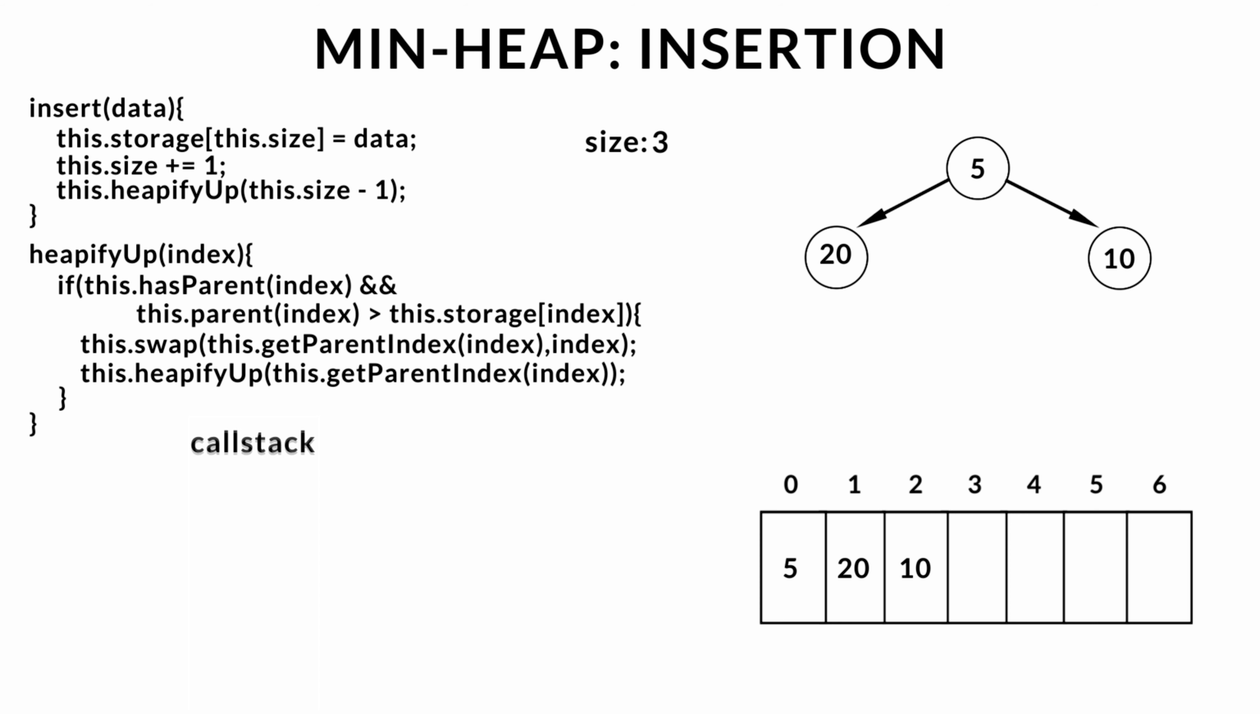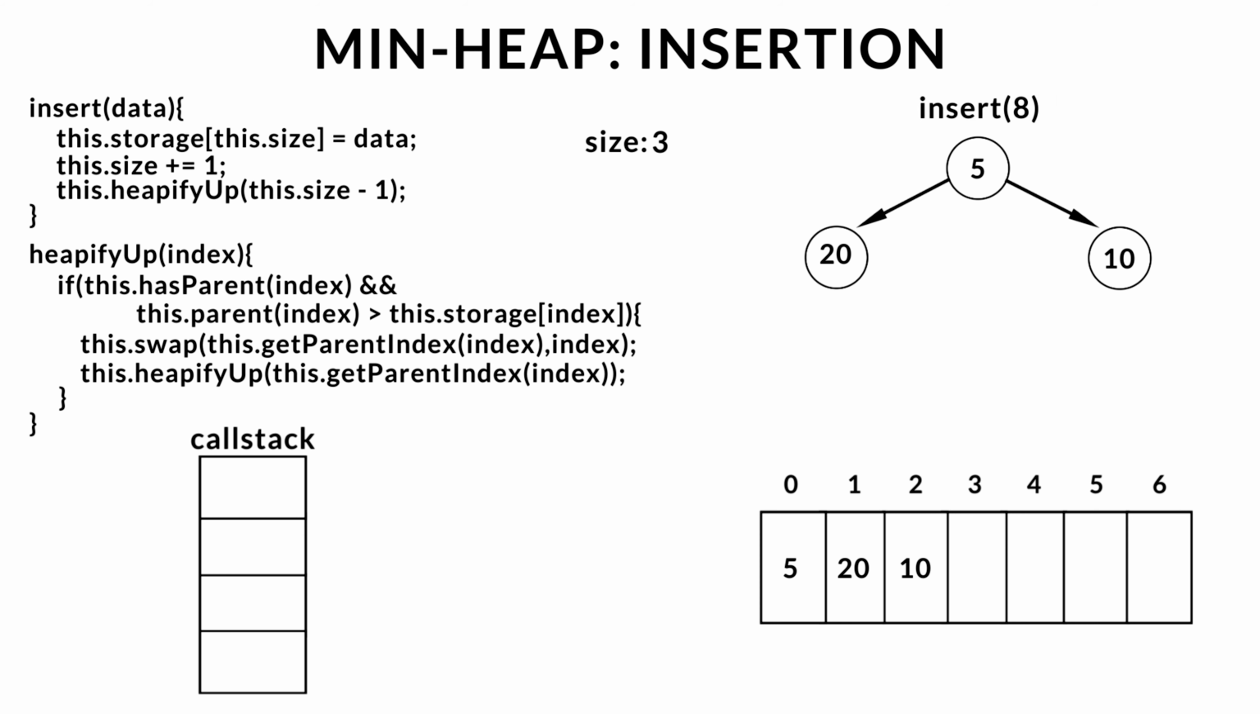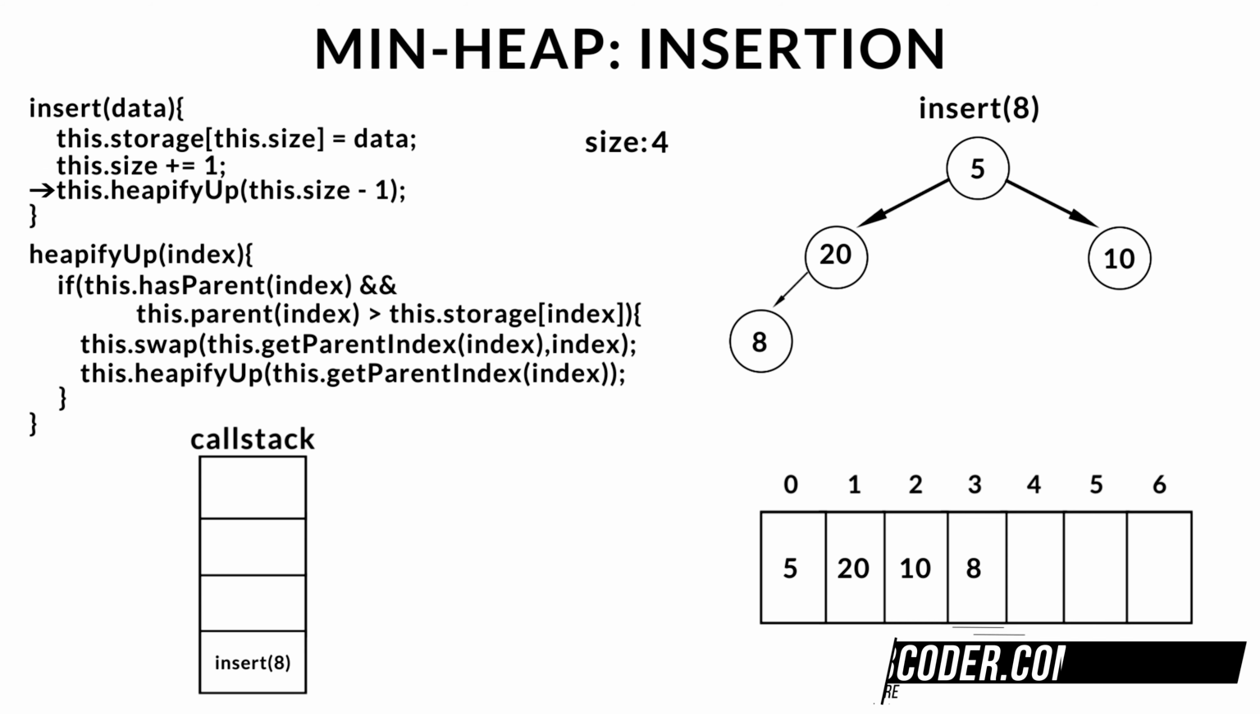Alright, so from here, let's go over our recursive implementation. We'll have our call stack just to trace the main methods. So we invoke our insert method once again, this time passing in 8. So let's push this on top of the stack. We first insert 8 within the last available position within our heap. We then go ahead and increment the size after insertion. And finally, we go ahead and invoke our heapifyUp method, this time passing in the index of the last element within the heap, which should be 3. So we push this into the stack as well.